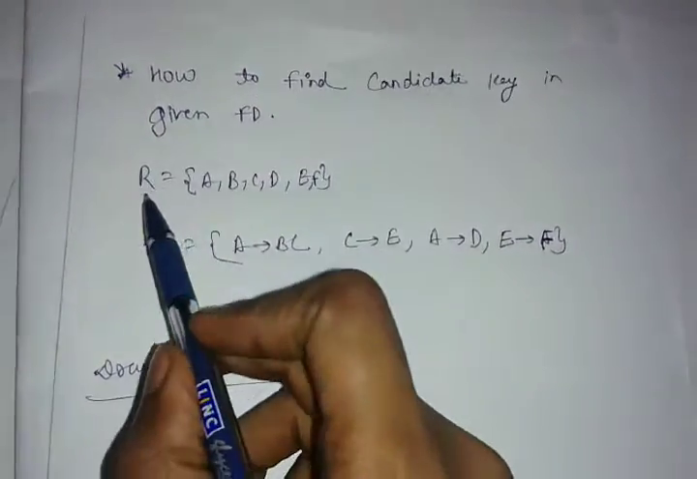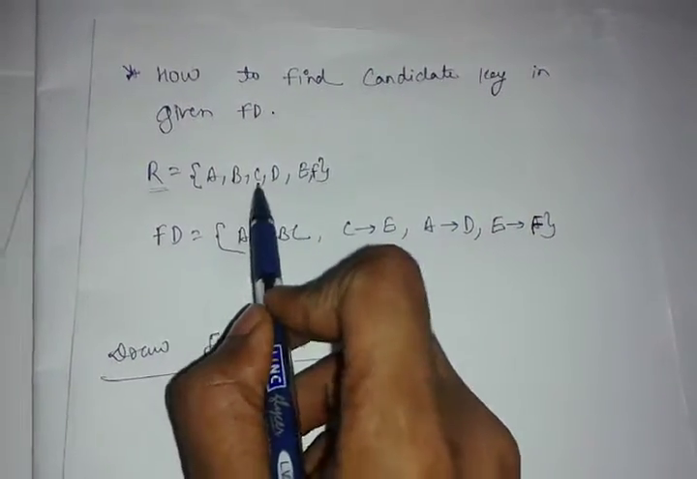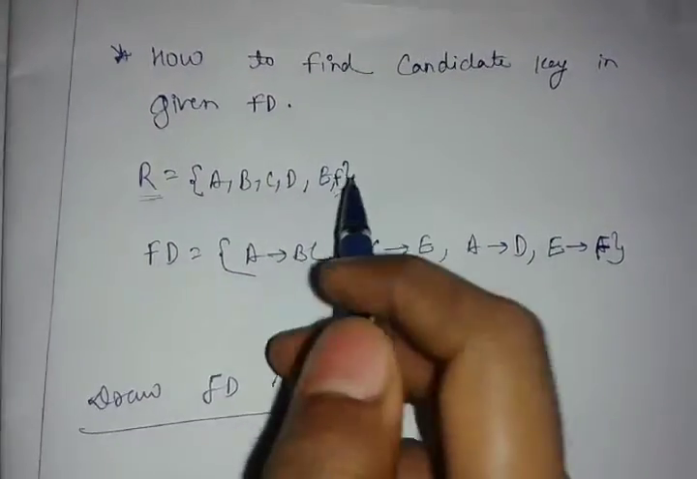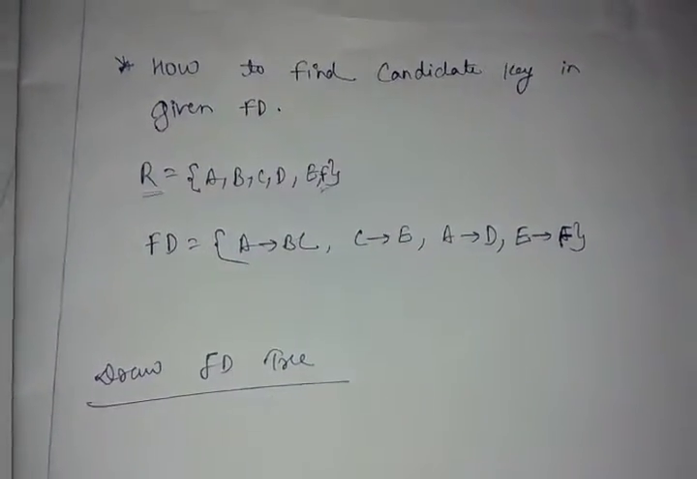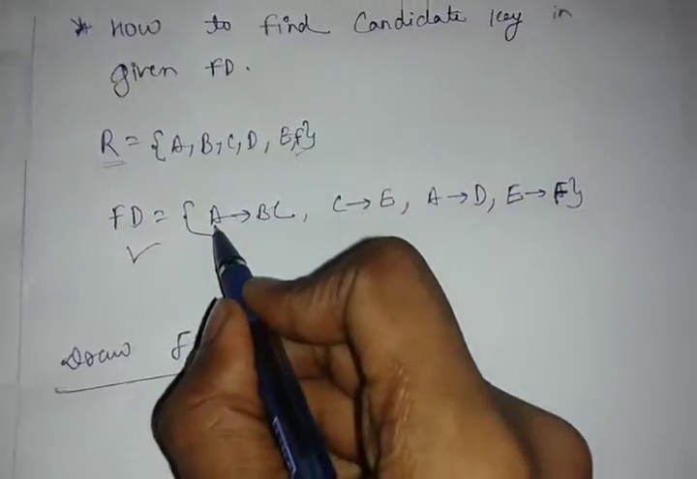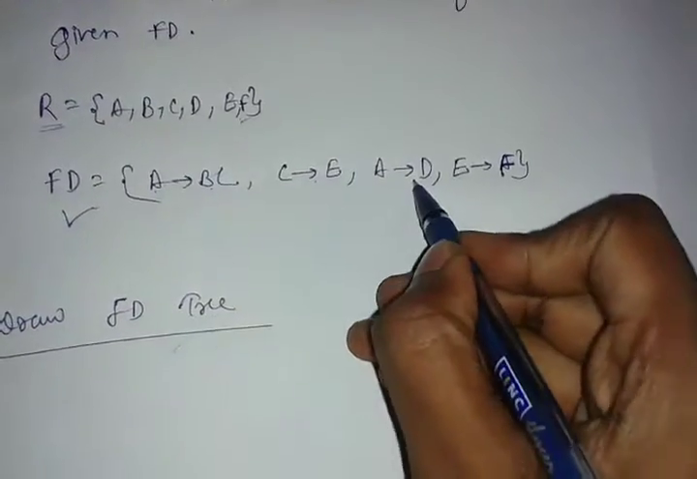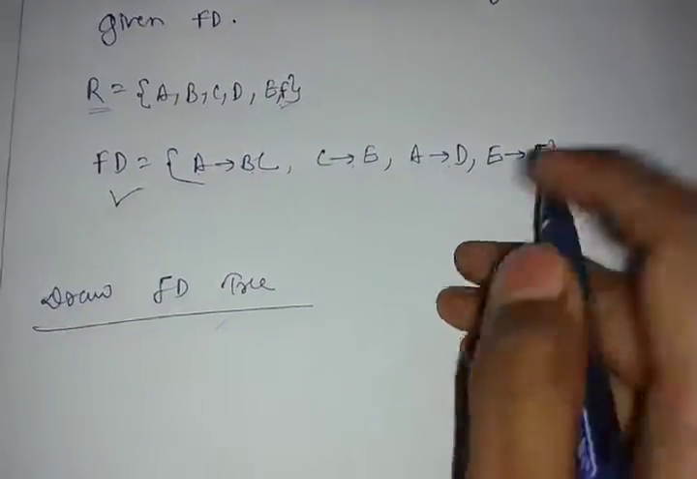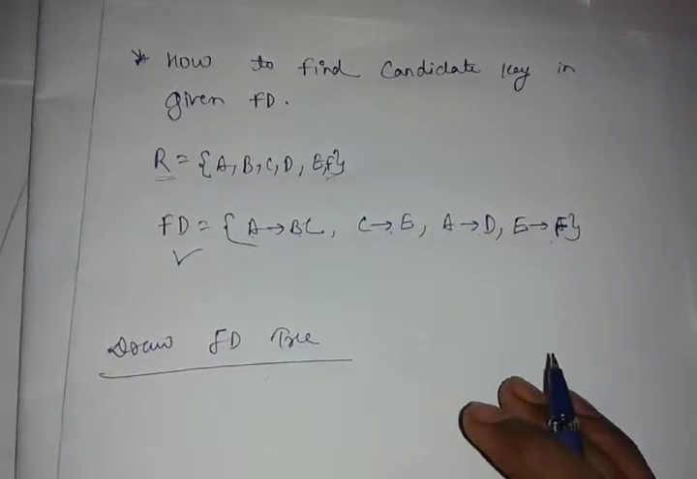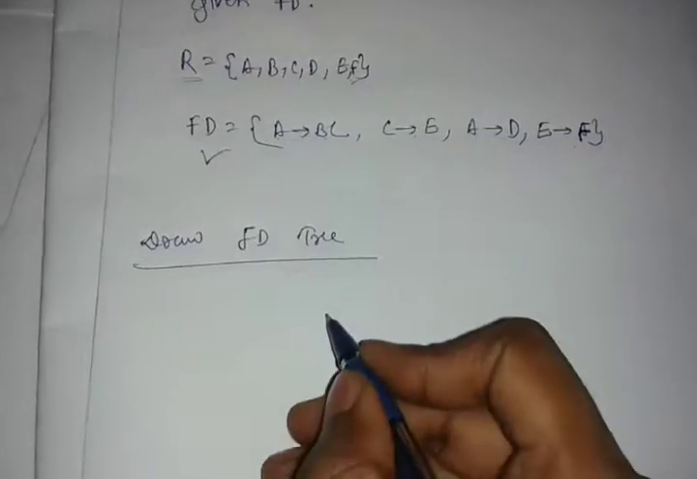Here I have mentioned R, which is a relation, and A, B, C, D, E, F are the attributes of this relation. Fine. So here is the functional dependency given: A tends to BC, C tends to E, A tends to D, and E tends to F. Fine. So what we need to do is first draw an FD tree.